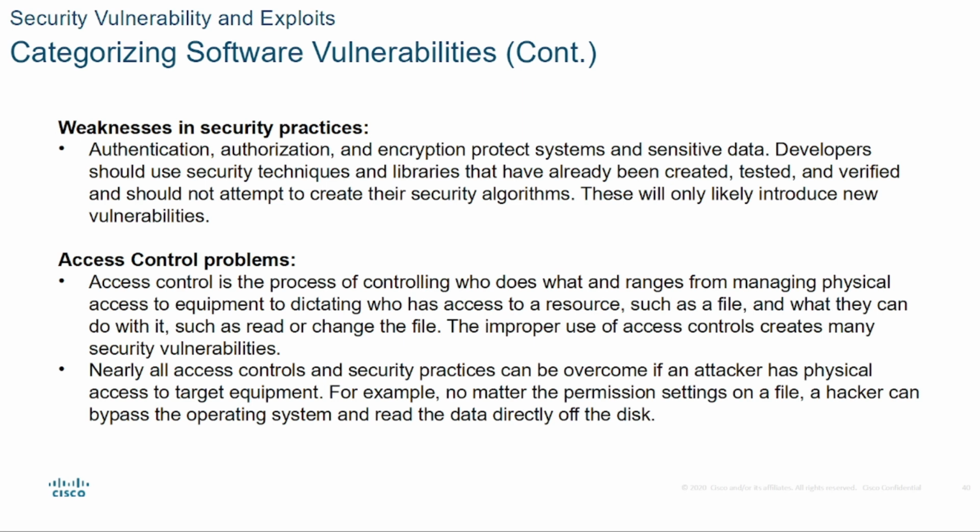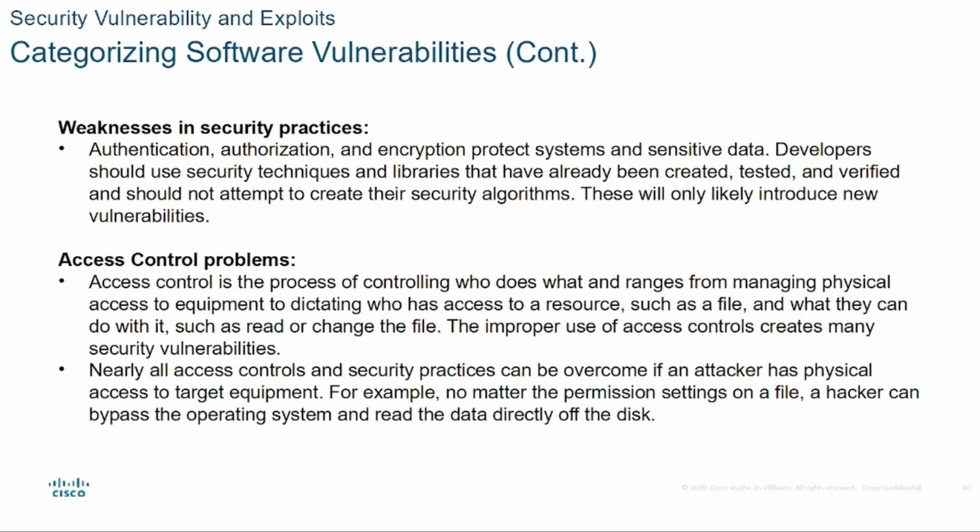Another category is access control problems. Access control is the process of controlling who does what, and ranges from managing physical access to equipment to defining who has access to resources, such as a file, and what they can do with that file, such as reading, executing, or deleting it. The improper use of access control creates vulnerability.